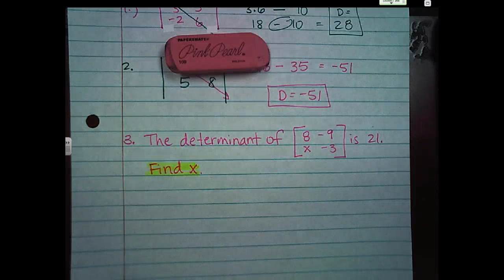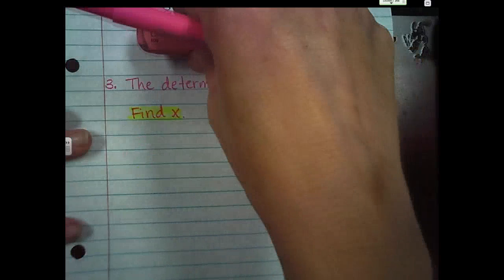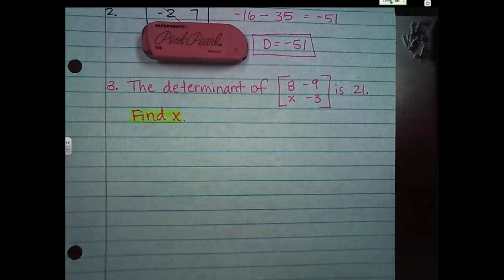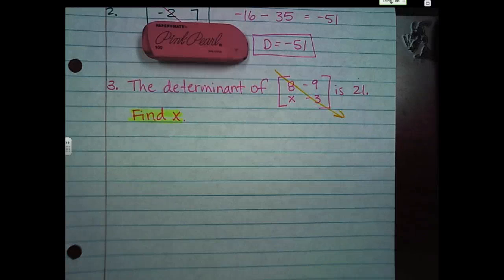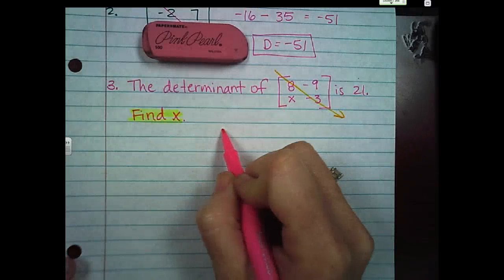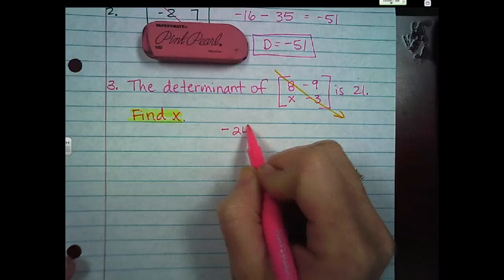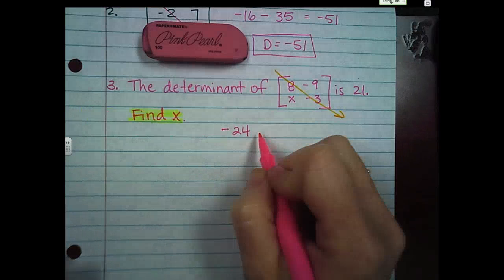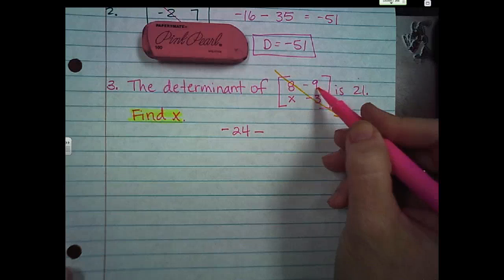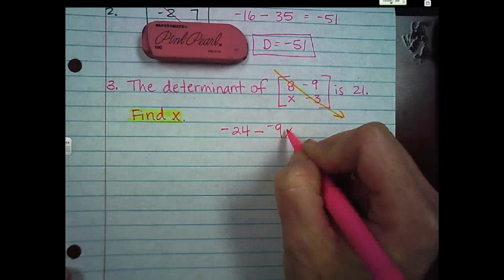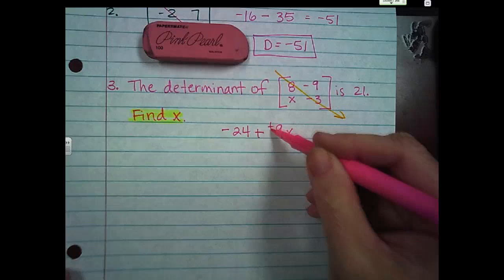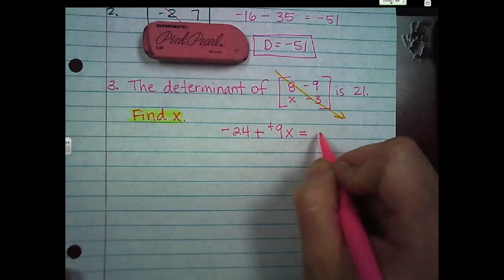So the determinant of the matrix, I'll move it up so you can see better. Okay, so we're just gonna map the problem out like before. Okay, so I know you have to go this direction first. So I'm gonna say, okay, -24. We always subtract minus whatever you get here. So -9 times x is -9x. So that's going to turn to positive. So equals 21.